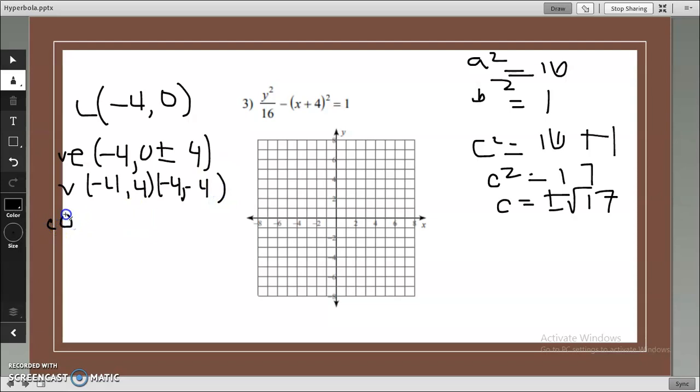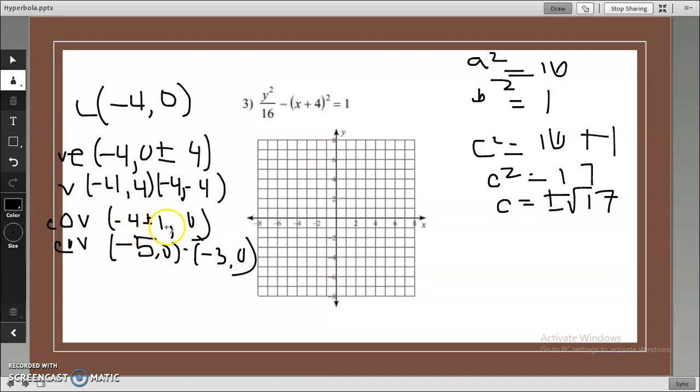Alright, co-vertices. So co-vertices are going to be negative 4 plus or minus 1, and then I still have 0. So that gives me negative 5, 0 and negative 3, 0. Is my math right? Negative 4 minus 1 is negative 5. Negative 4 plus 1 is negative 3. Yes. And the last one, foci.